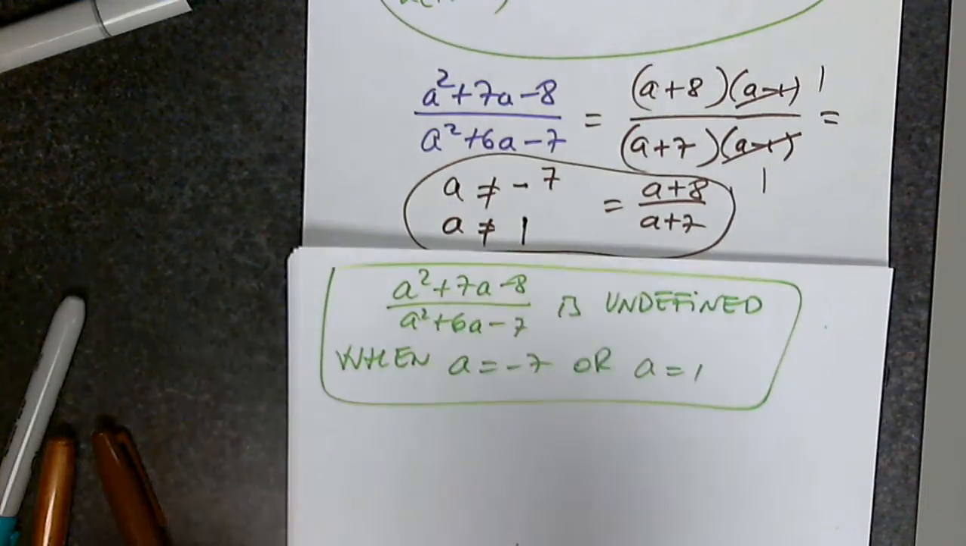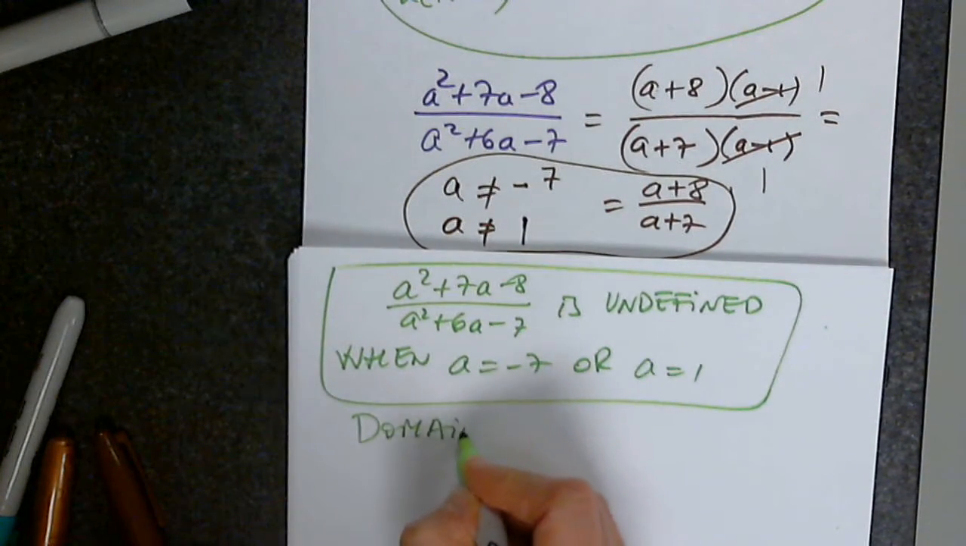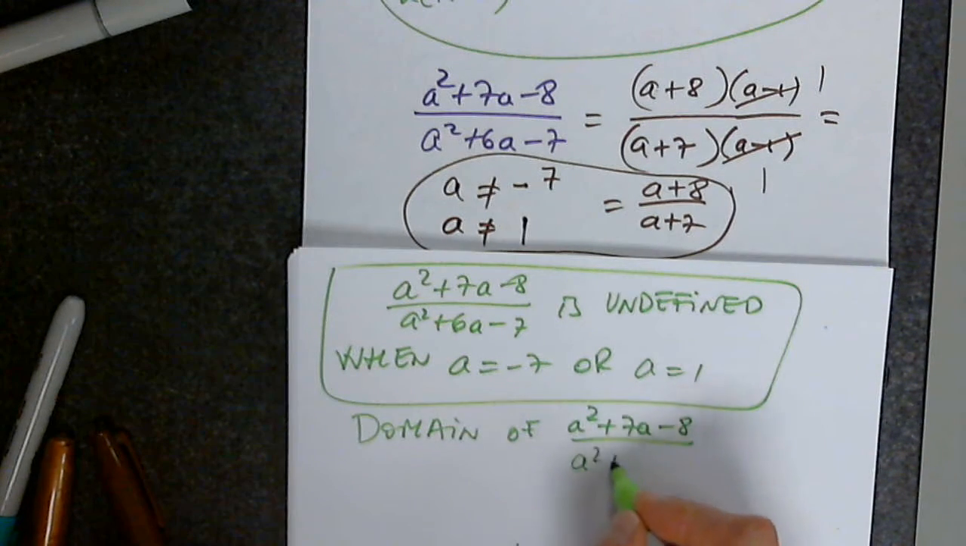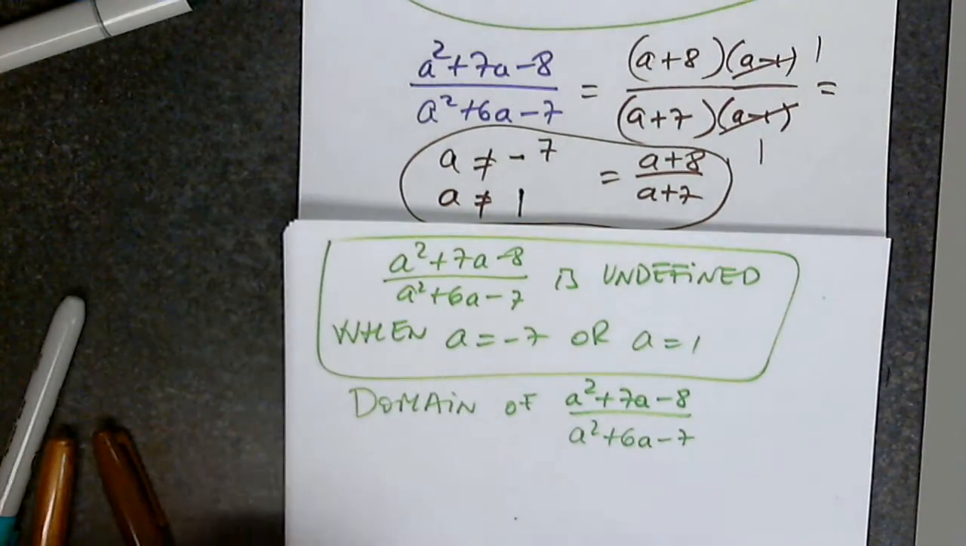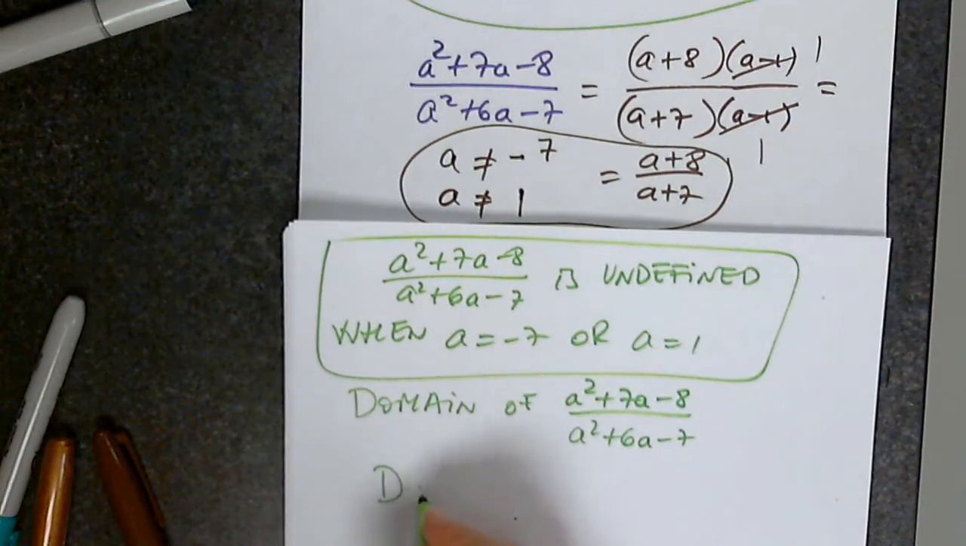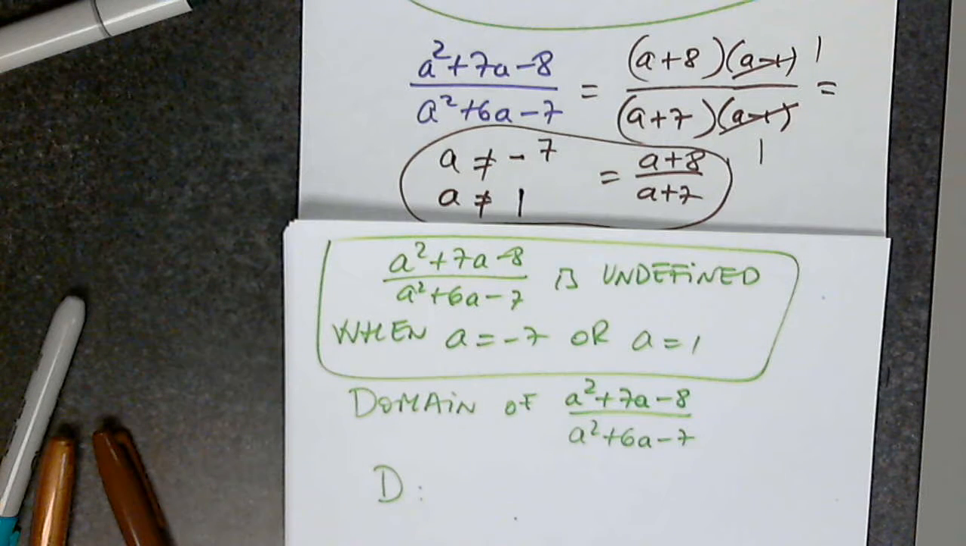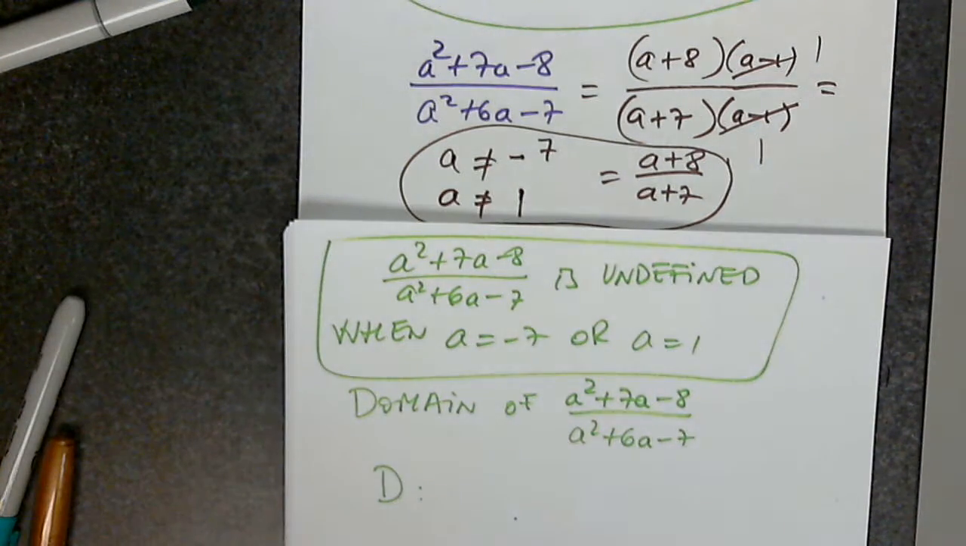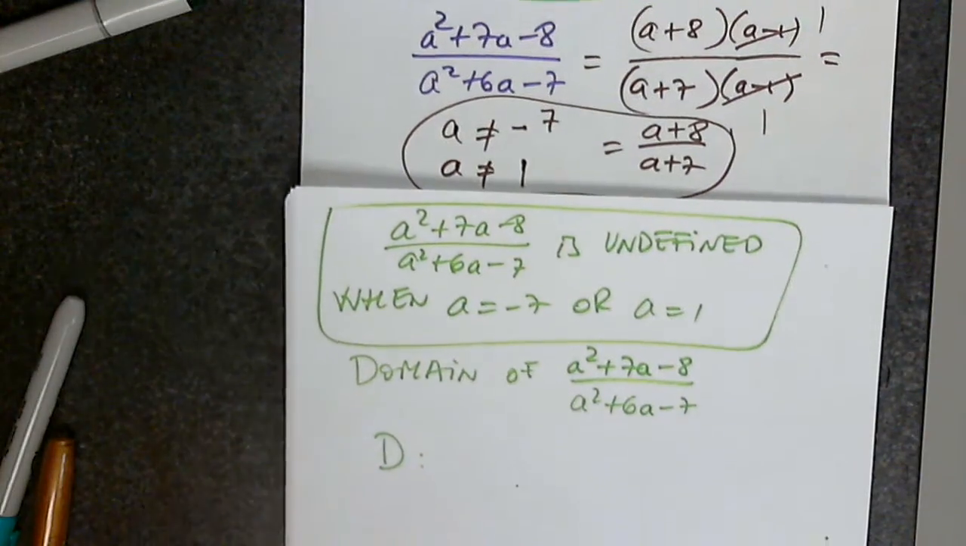Now I want to ask you to find the domain of a squared plus 7a minus 8 over a squared plus 6a minus 7. The domain is, you already told me when it's undefined, when it does not exist. Now I want to ask you, when does it exist? What would you say in mathematical terms? How do I write that? I have it in plain English. The domain is anything but negative 7 or 1. But how do I put it in writing, in mathematical terms?